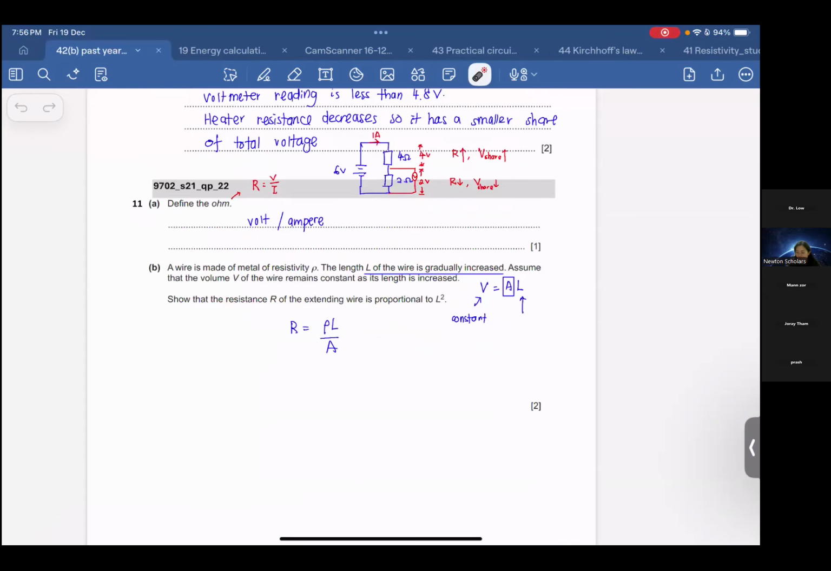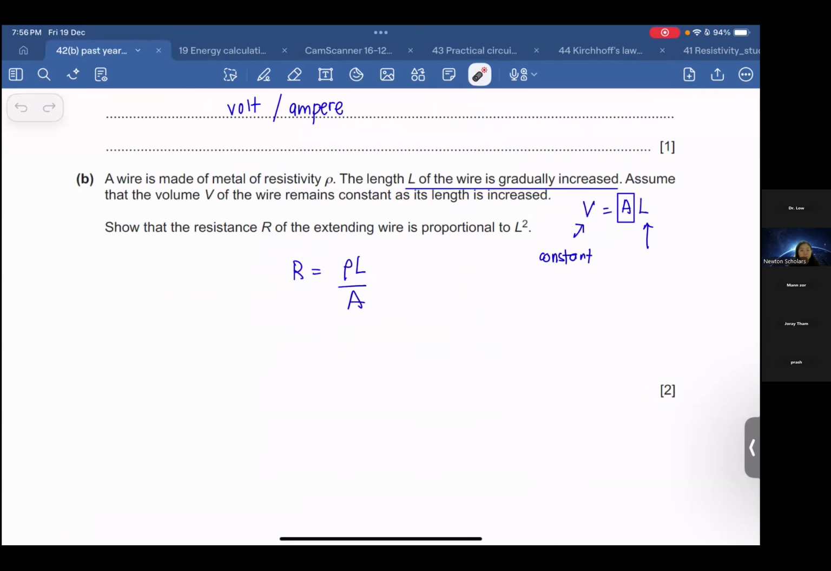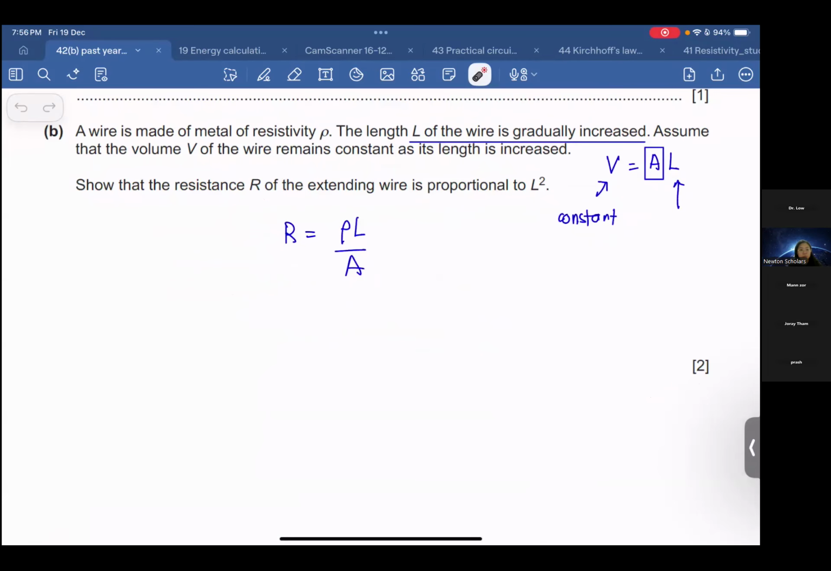Any of you able to find? Able to prove it? Kai Chen okay. Vashini okay. Able to prove. Good job. How about others?